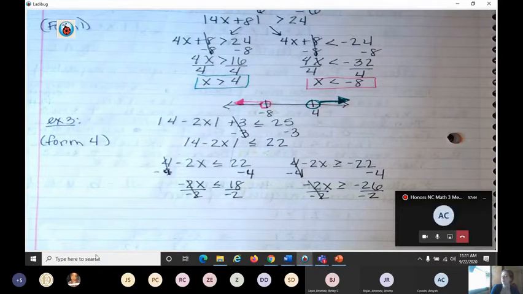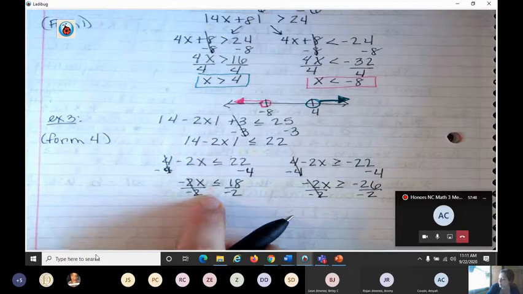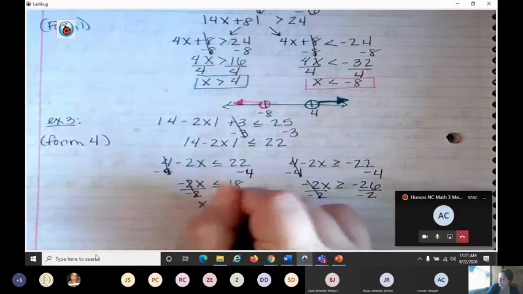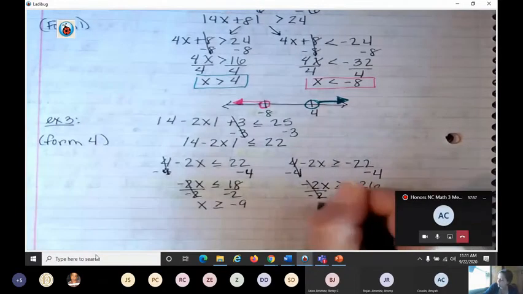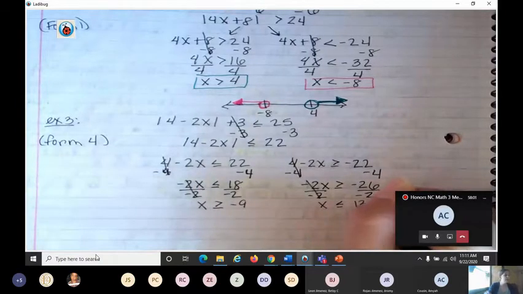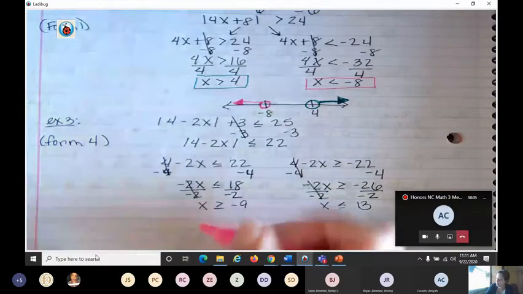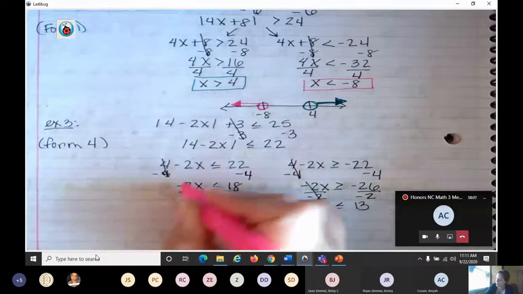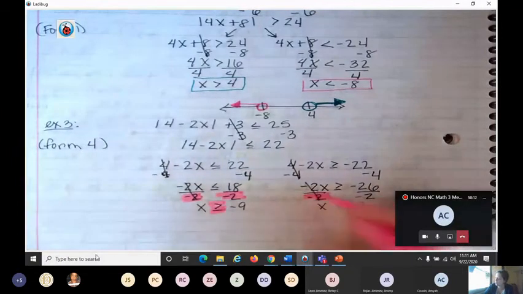Okay, so if you don't remember, we flip the sign when we divide by a negative. So x is going to be greater than or equal to -9, and x is going to be less than or equal to positive 13. I'm going to highlight this in a different color, and we're going to write that we divided by -2, and we flip the sign of each of these.